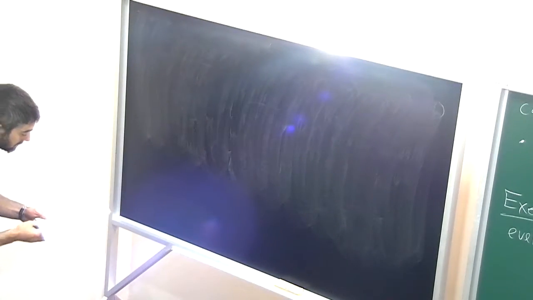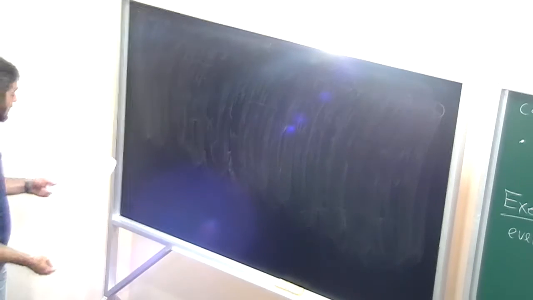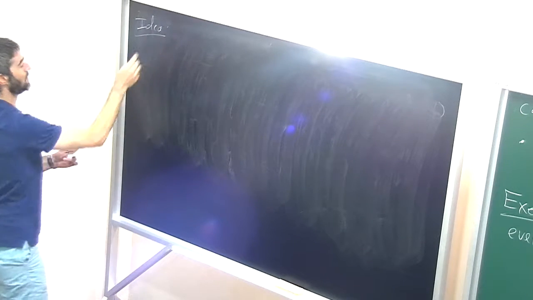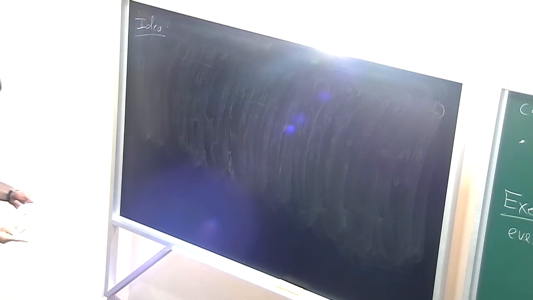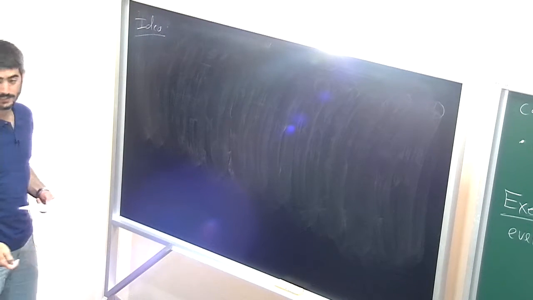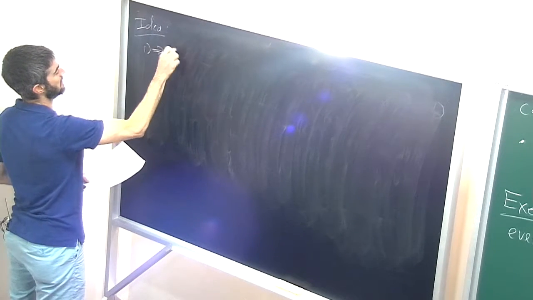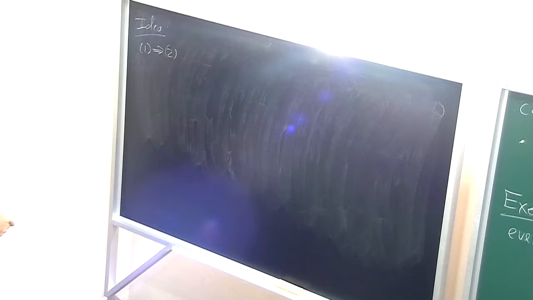It's just very nice, kind of simple arguments, where you can see how these properties all get used and are related to each other. Okay, so here's the idea. First, 1 implies 2.